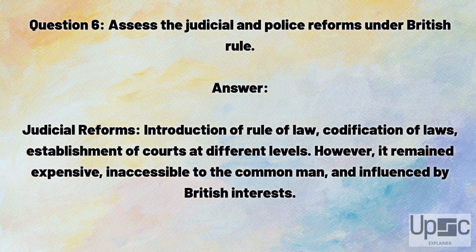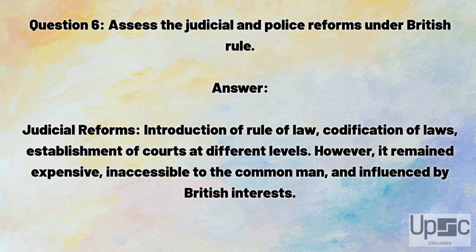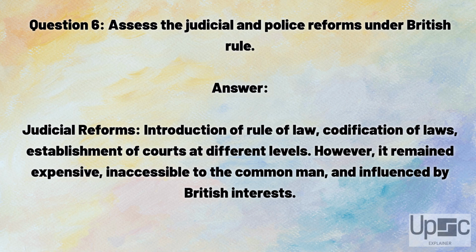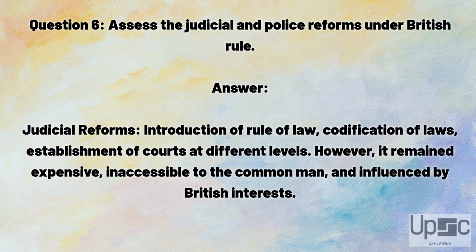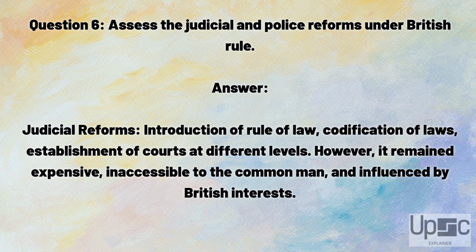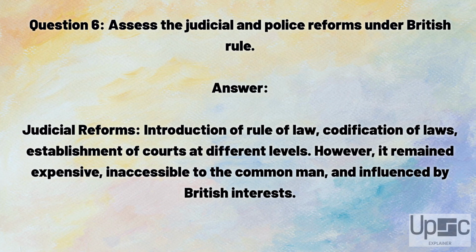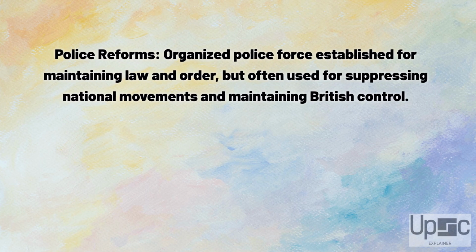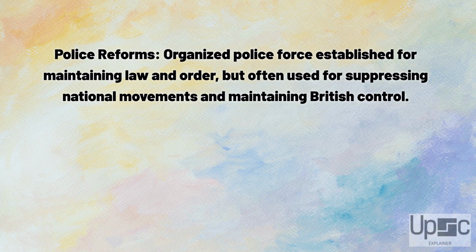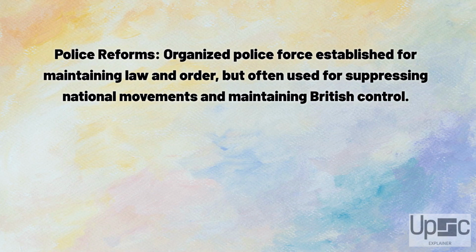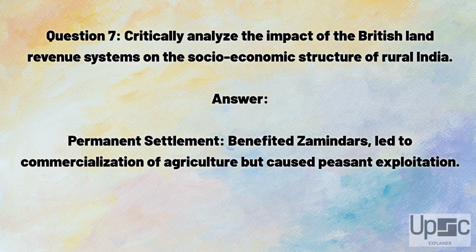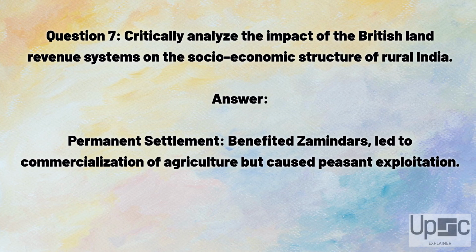Question 6. Assess the judicial and police reforms under British rule. Answer. Judicial reforms, introduction of rule of law, codification of laws, establishment of courts at different levels. However, it remained expensive, inaccessible to the common man, and influenced by British interests. Police reforms, organized police force established for maintaining law and order, but often used for suppressing national movements and maintaining British control.